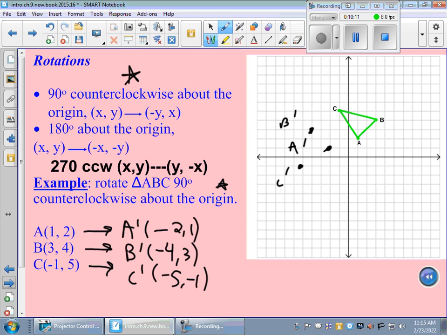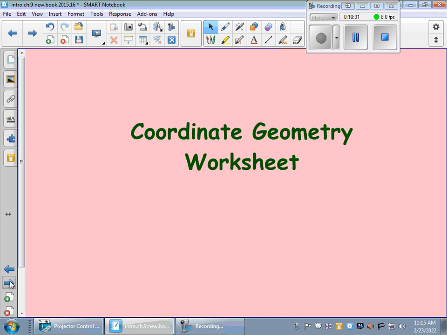And then what I want you to look at here is when we say 90 degrees counterclockwise about the origin. If you draw a line from here through the origin to point A, this right here is a 90-degree angle. If you do the same thing with B and C, that would show you a 90-degree angle. So that's kind of how that works.